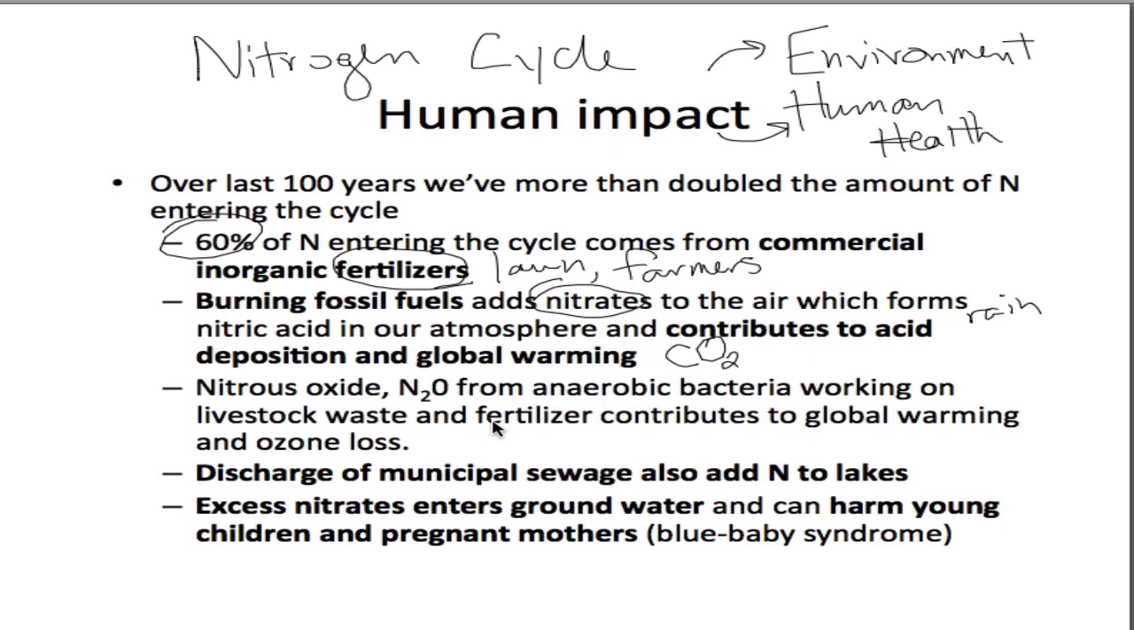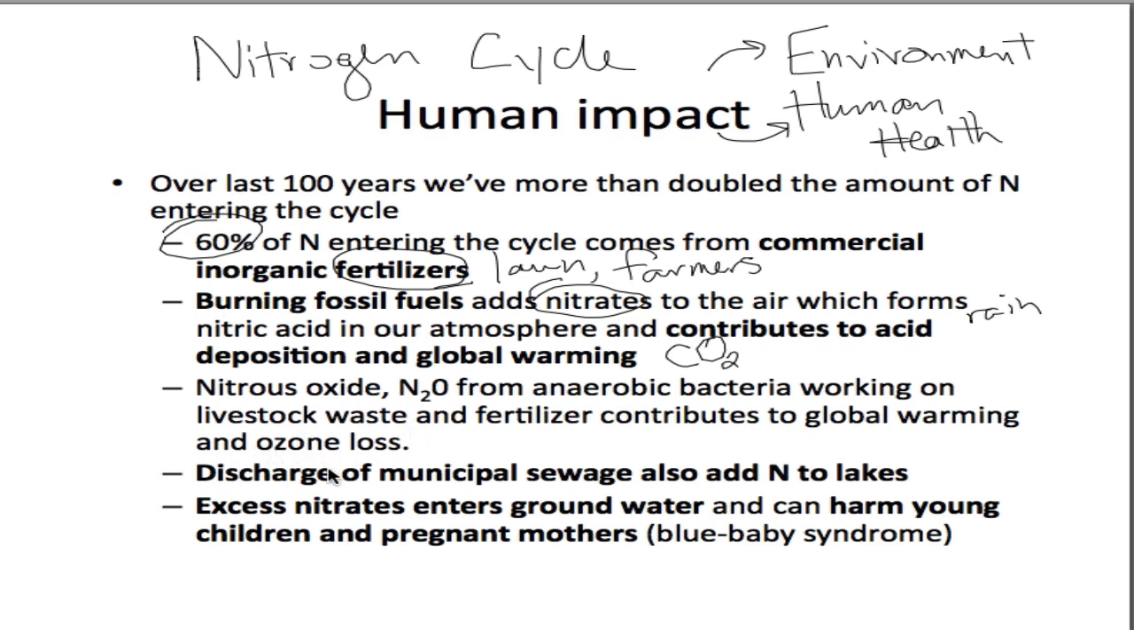And there's also the increase in nitrous oxide produced by animal livestock waste. So farmers have a lot of waste from either cows or chickens or whatever they've got on their farm. All that waste has nitrogen in it, right? And then combine that with all of their fertilizers. You put those two things together, and we have problems with global warming as well as ozone loss.